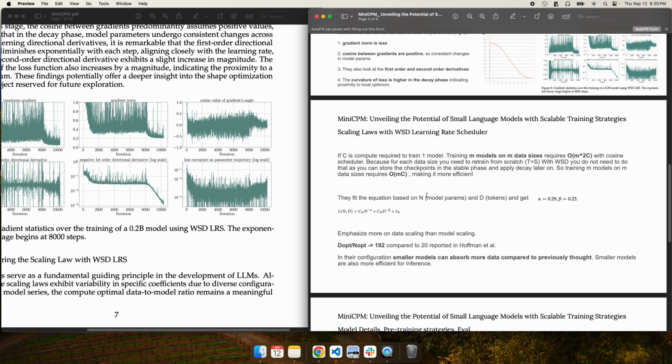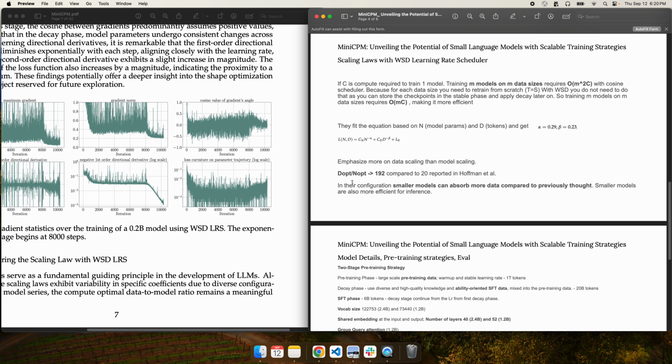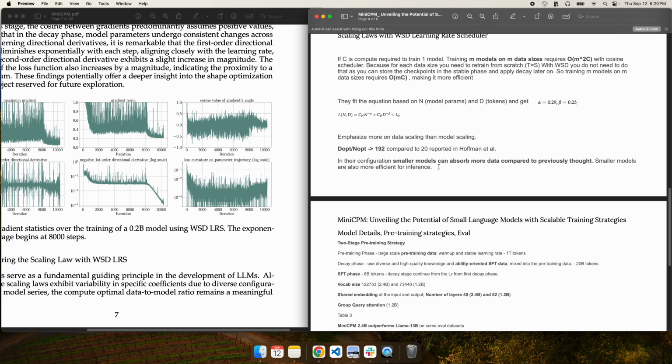And then they fit the equation, the scaling law equation, the power law equation, and they find the alpha and beta coefficients are 0.29 and 0.23. And they emphasize that we need to focus more on the data scaling than the model scaling. And they also find that the ratio of the optimal number of tokens to the optimal model size is much greater than what was reported in Hoffmann et al. So basically, the gist of this slide is that smaller models can absorb more data than what was previously thought based on Hoffmann et al.